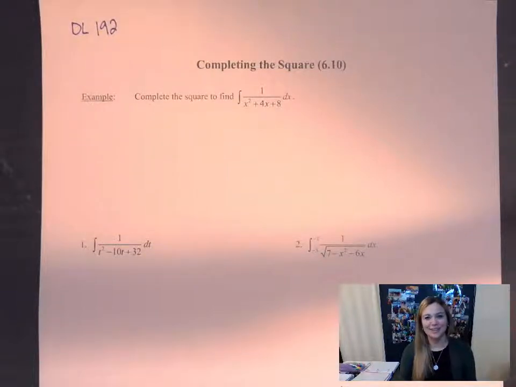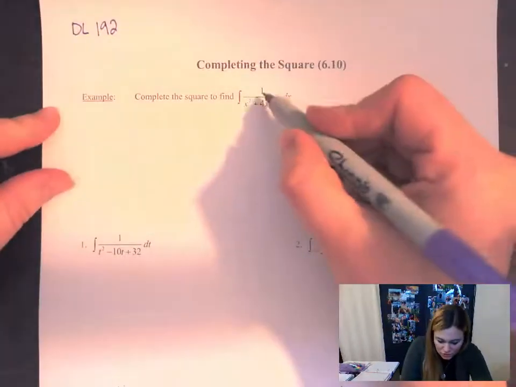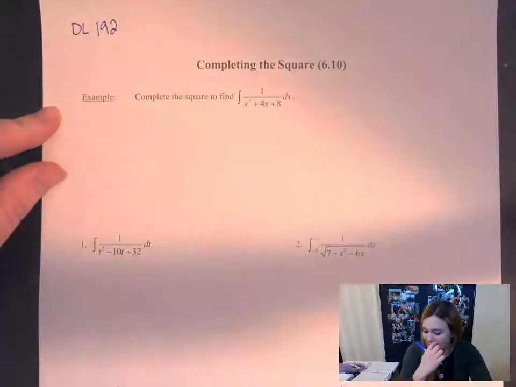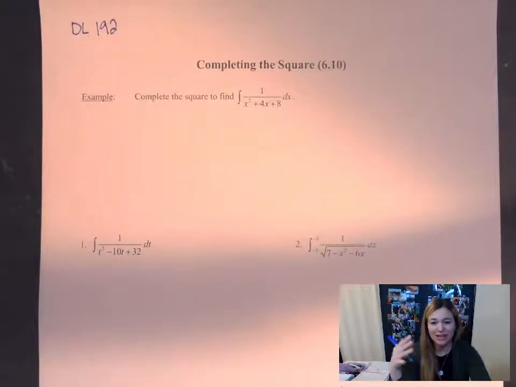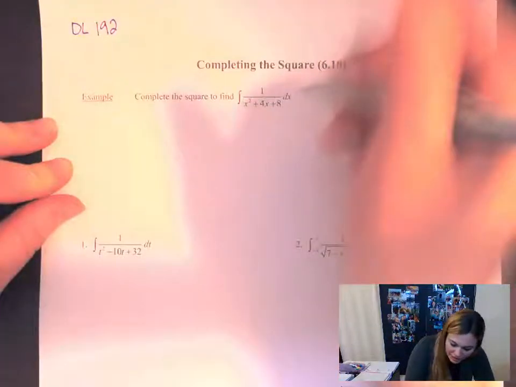Hi, let's do some more calculus. Whoop, whoop. We're going to do one more method of integration. This is by completing the square. So if I have something that looks like this and it doesn't look like u substitution or one of the other methods is going to work, I can complete the square.